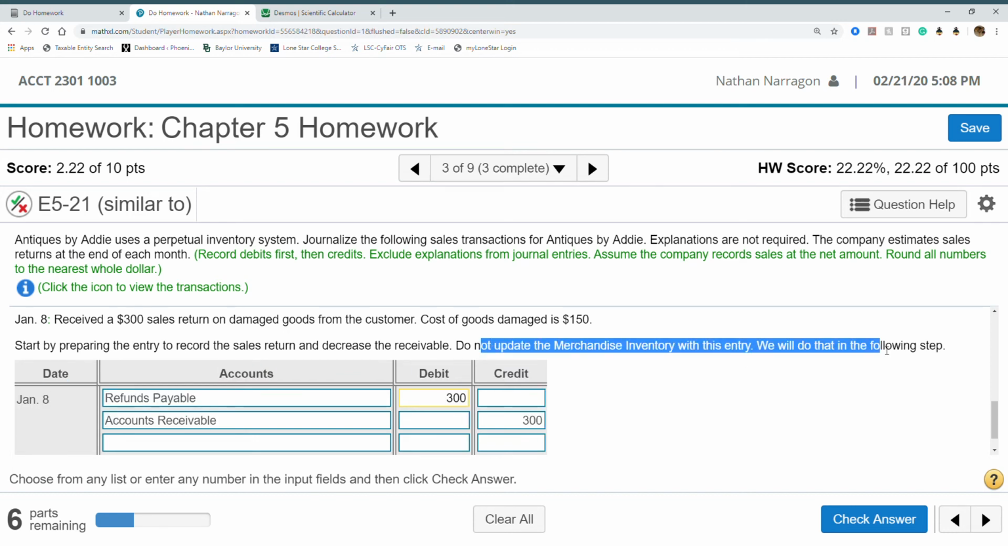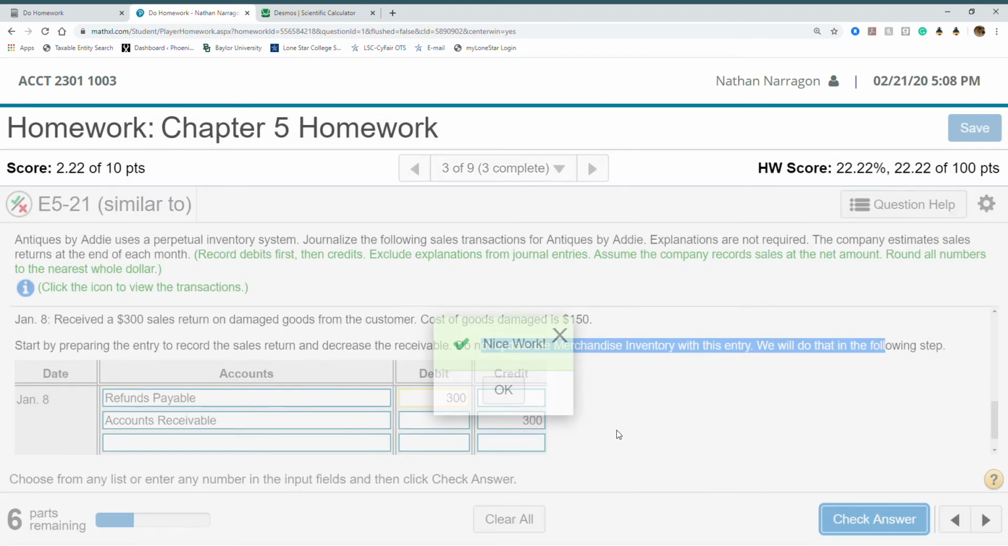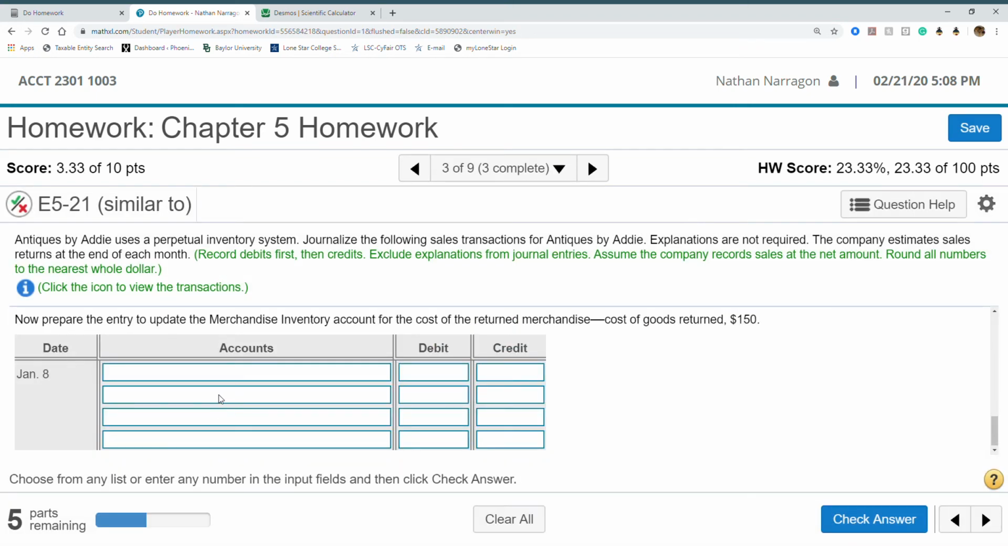Okay, I like how they warn you on steps. There we go. Okay. Next is to prepare the entry to update merchandise inventory count. So again, dealing with the cost.